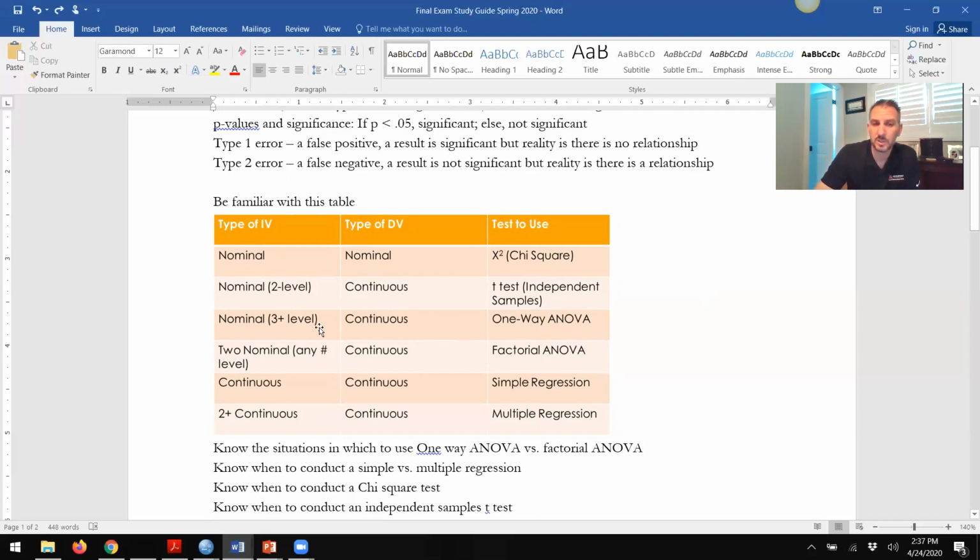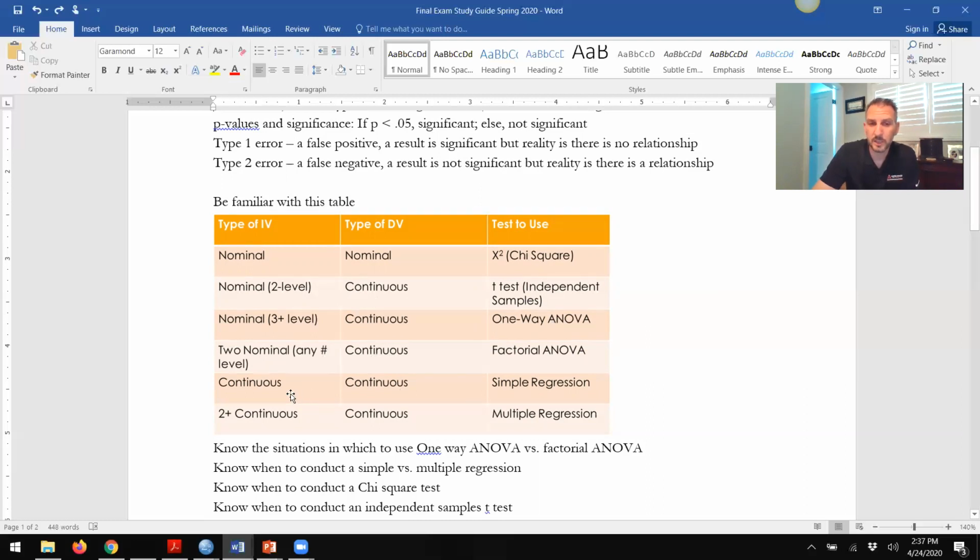And of course, that separates it from the factorial ANOVA, which has 2 nominal independent variables. It doesn't matter really how many groups you have. It's really any case where you have 2 nominal independent variables, and you're asking this question, is it related to a continuous dependent variable?